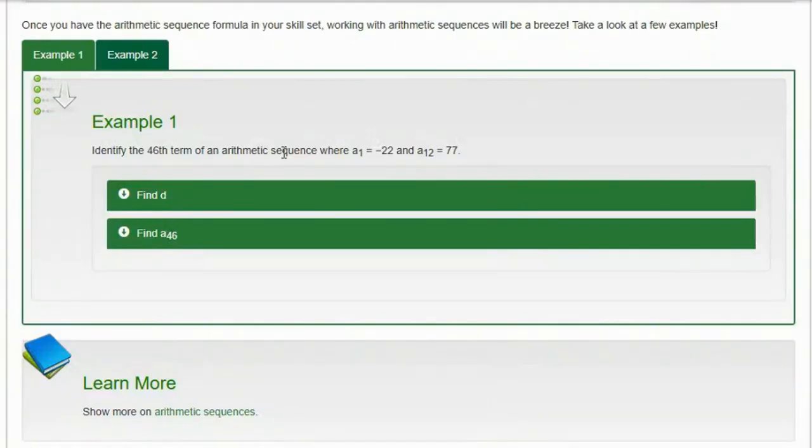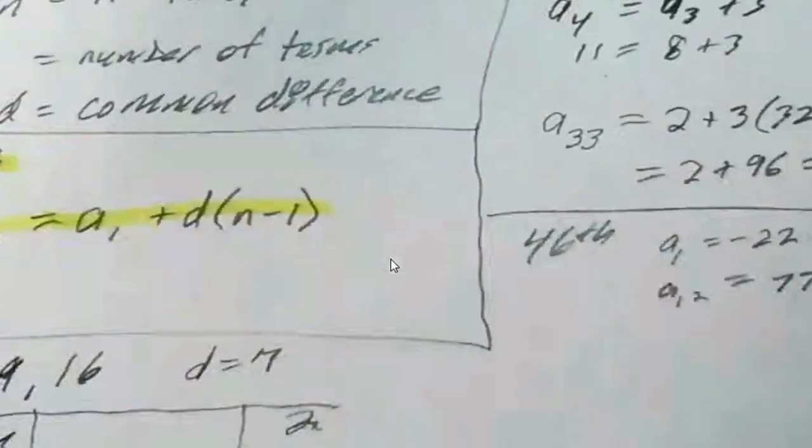All right, they want us to work an example, and we have the lesson summary right here. Oh, this is a good one to work too, because we need some practice with this. Find the 46th term, where A1 is negative 22 and A12 is, what is that, 77. Okay, this takes a little work. So this is a good one for us to do together.